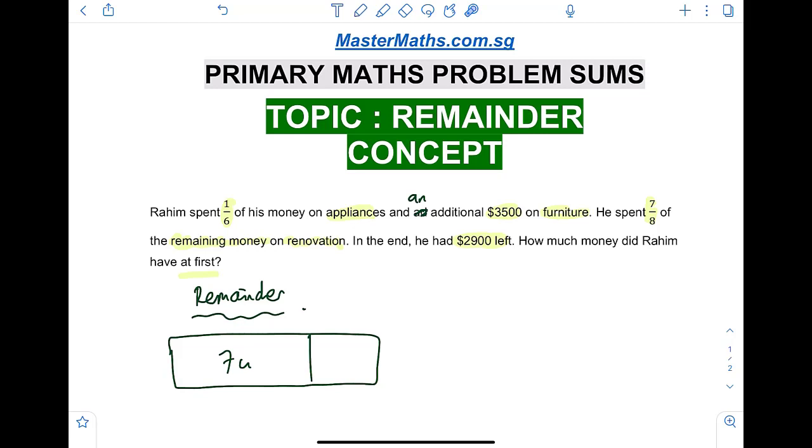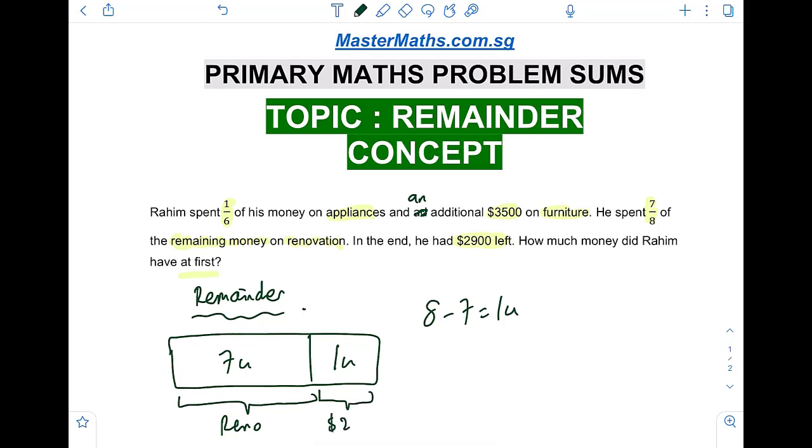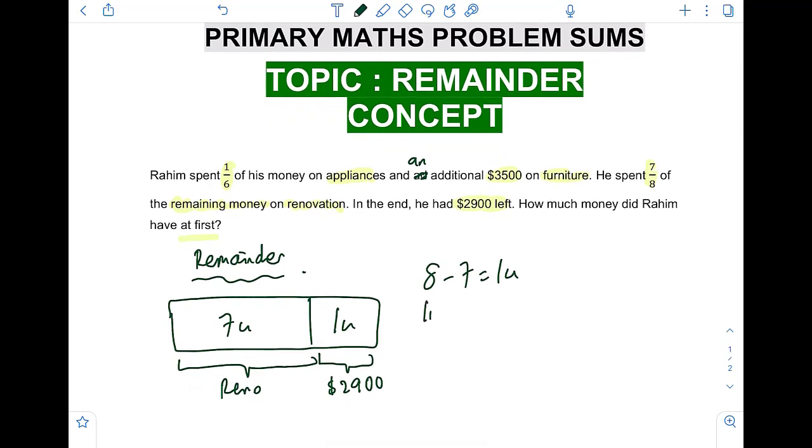He spent 7/8, which means 7 units is being spent on renovation. This is for reno. And there will be 8 minus 7, there will be 1 unit. 1 unit will be whatever is left, that will be $2,900. So over here in this section, 2900 will represent 1 unit. So we have the value of 1 unit, 2900. We proceed to find 8 units.